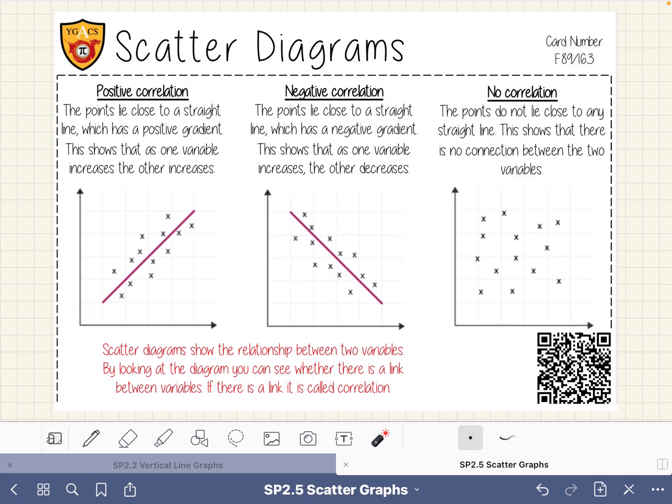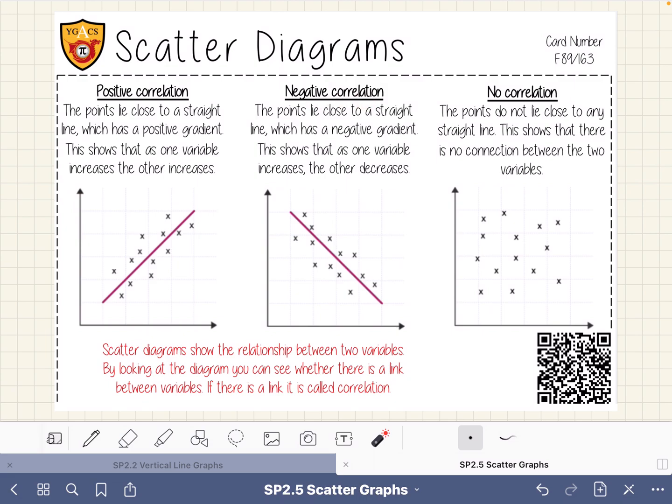In this graph, we can see positive correlation, and that shows as one variable increases, so too does the other variable. An example of this could mean that as the temperature increases, so too do the sales of ice creams. On a particularly hot day, you would probably expect to see lots of ice cream sold.